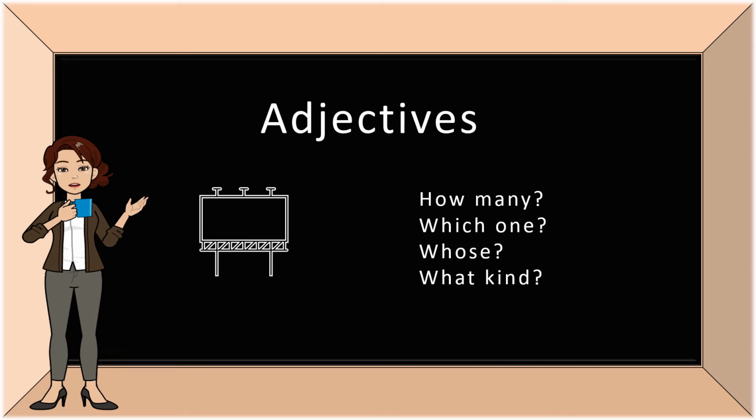My name is Heather. A quick review before we start today's lesson. Now, adjectives modify nouns and pronouns. If they modify nouns, they can be attributive or predicate. And if they are modifying a pronoun, they have to be in the predicate position. Now, there are some questions we can ask ourselves to find adjectives in a sentence: how many, which one, whose, and what kind.